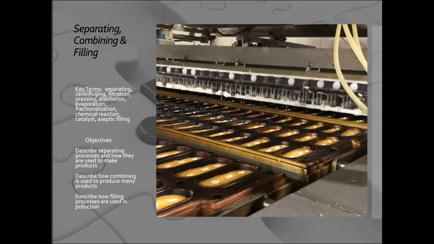filling. Your objectives for this unit and this section are to describe the separating processes and how they are used to make products. We will describe how combining is used to produce many of the products, and we'll describe how filling processes are used in production settings as well.